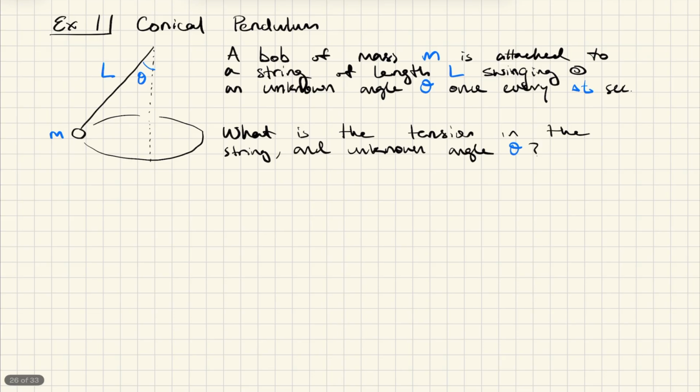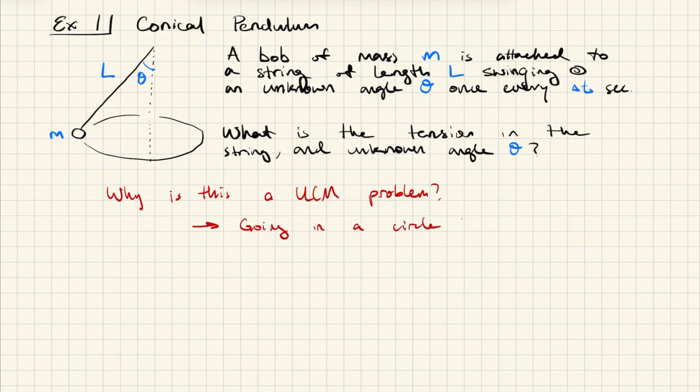The first thing we can do is talk about why this is a UCM problem. The first thing we can recognize is that this thing is going in a circle. In the air, it's tracing a circular trajectory along this flat horizontal plane here. We also know that this thing is going at a constant speed. The reason we know this is because delta t is the same every lap.